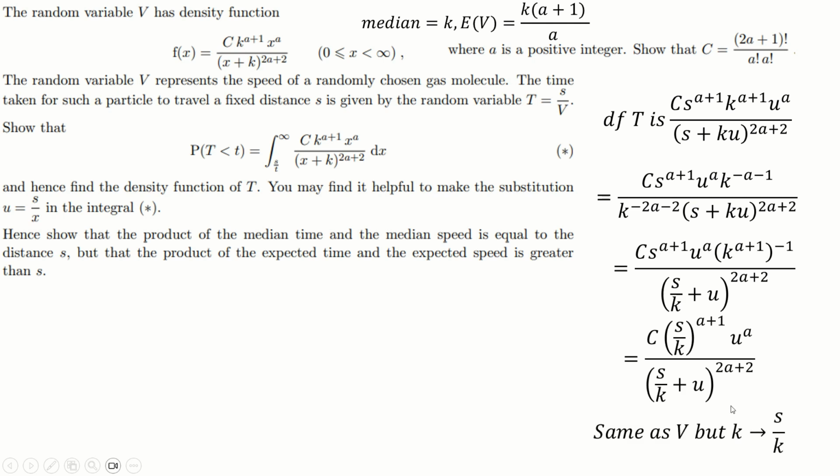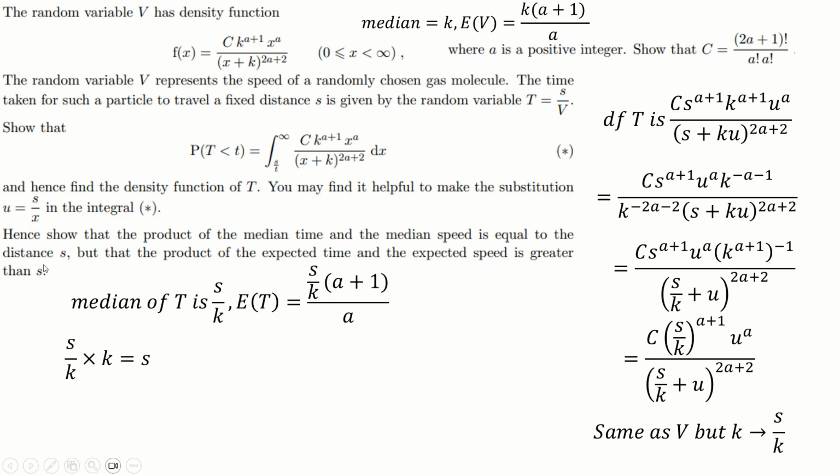Which means that, because those are just constants, right? It means that the median of the t thing is the same as the median for the other thing, except k gets replaced with s over k. So the median for t is s over k, and likewise the expected value of t, just replace that k with an s over k, is this thing here. And so then when I do the product of the median time and median speed, so product of the two medians is s over k times k, which is obviously just s, which is what they wanted me to get.